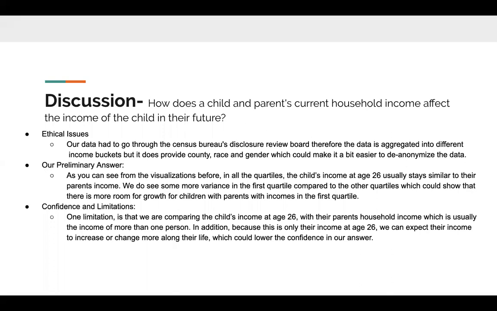One limitation that we did find is that while we are comparing the child's income at age 26, we're comparing it to their parents' household income, which is usually the income of more than one person. In addition, because the information that we had was the income at age 26, we can expect that their income could increase or even change more along their life as they could move up in companies or get different jobs, which could lower the confidence in our answer.